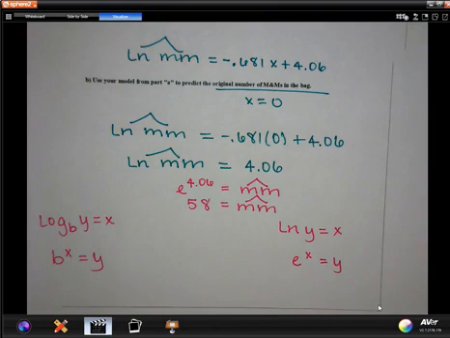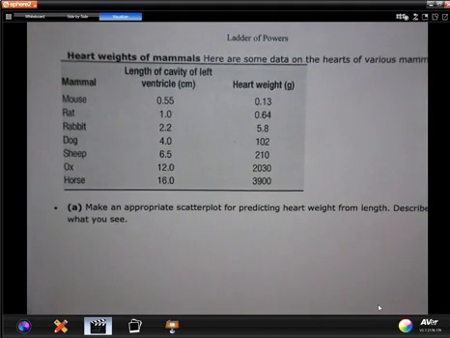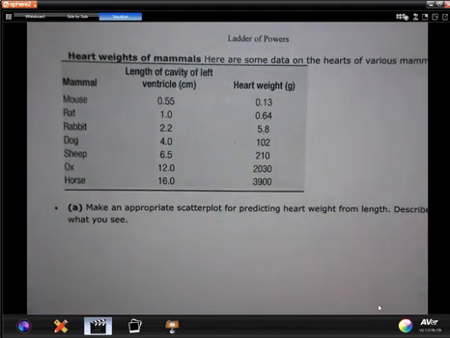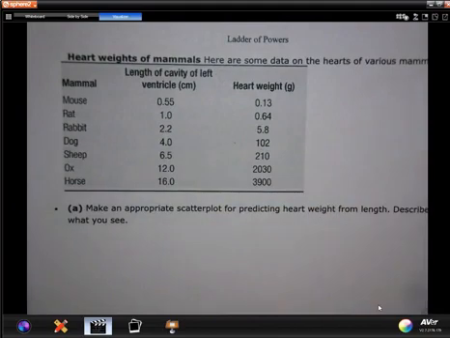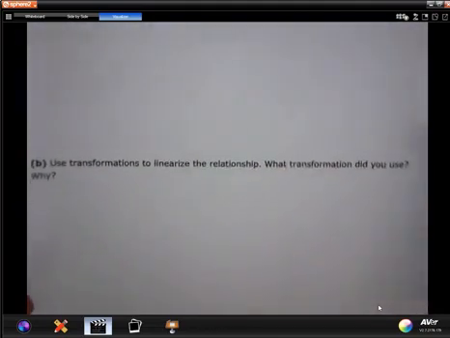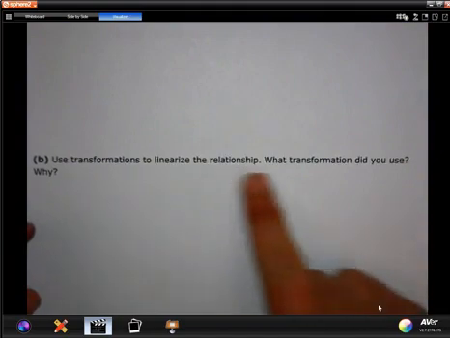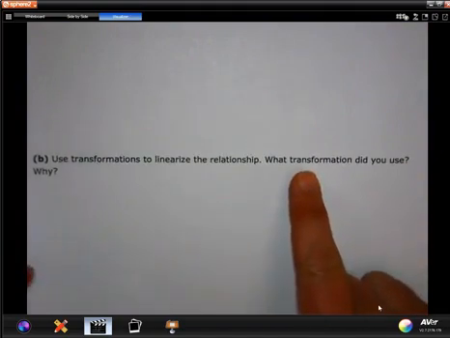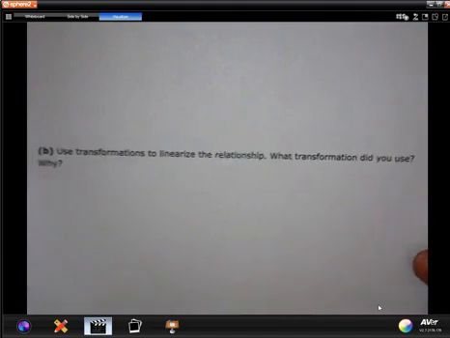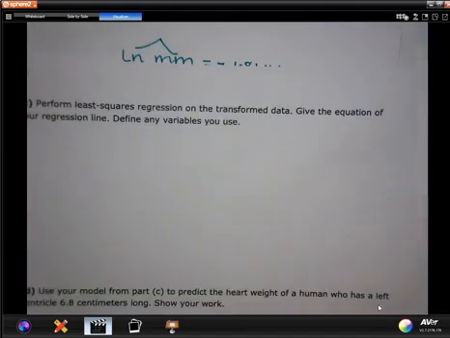Your homework, if I can remember where I put it, is really just one problem. You are going to make the scatter plot for some data on parts for mammals. Make the scatter plot, describe what you see, use transformations to linearize the relationship. So what transformation did you use and why? Get your least squared regression line, and then make a prediction.